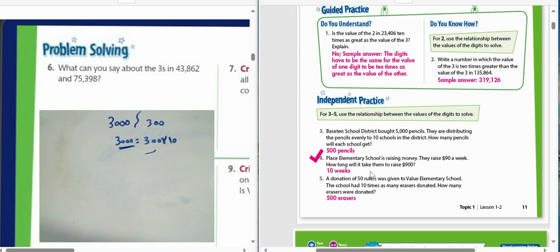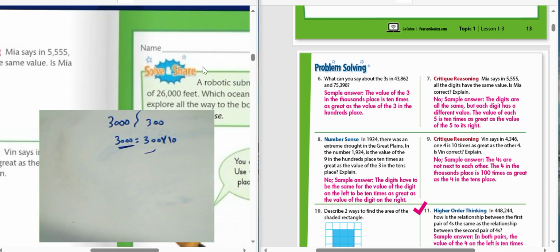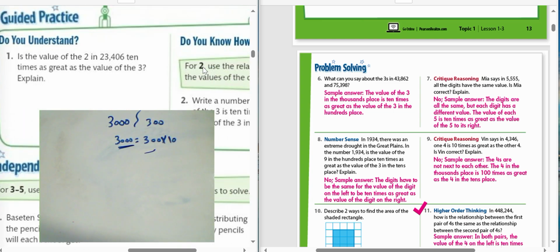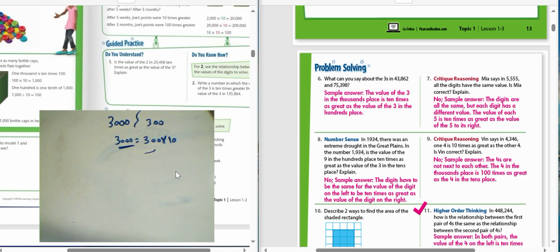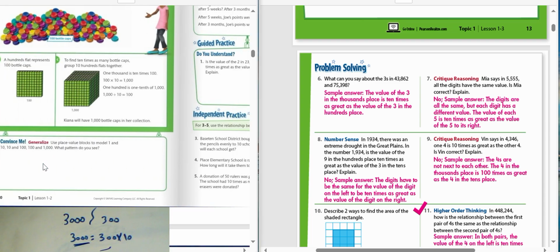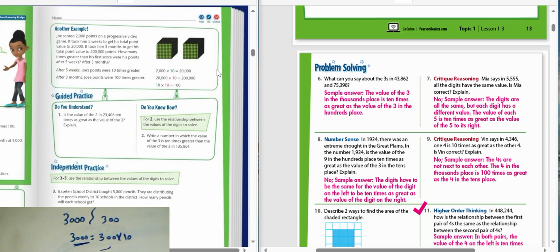Write the simple answer here for question number 6. Simple answer: the value of digit 3 in the thousands place is 10 times as great as the value of 3 in the hundreds place. Okay, this is the answer. But we have last questions about question number 5, 4, 3, and 1. Next page. Look at this page first. This first page was 10, next page was 11. Now I will explain page number 11.